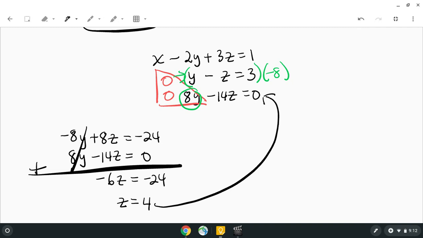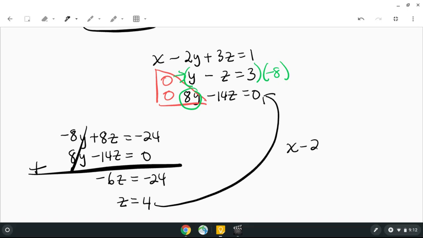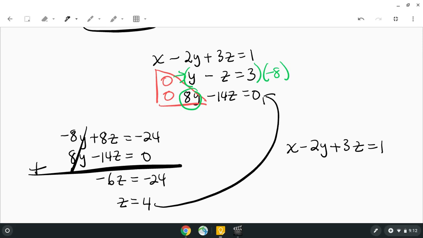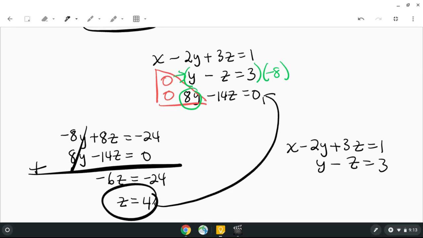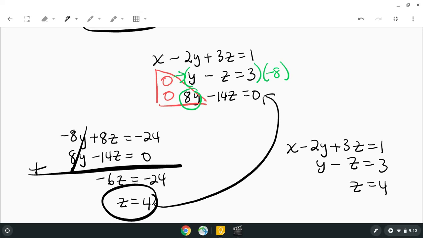Okay, so I'll keep the one with all three, x minus 2y plus 3z equals 1. I'll keep the second one with the y and the minus z. And I'll use this new one with just the z for the third one. And there you have your triangular form. When you have triangular form, you can use back substitution.